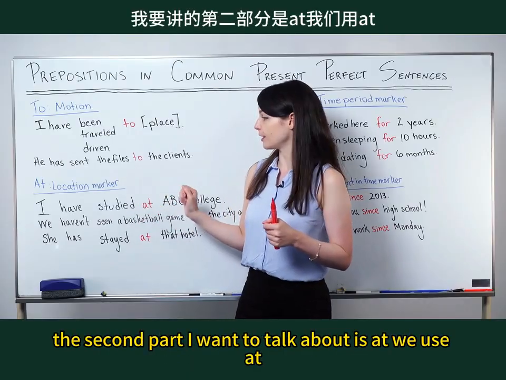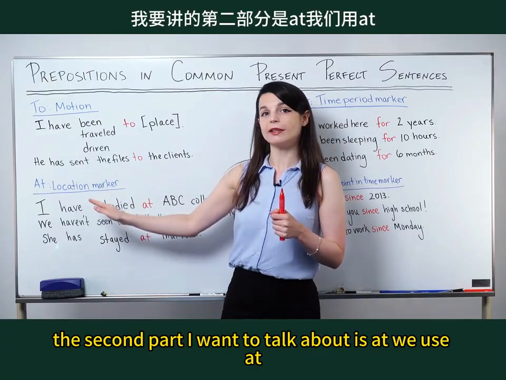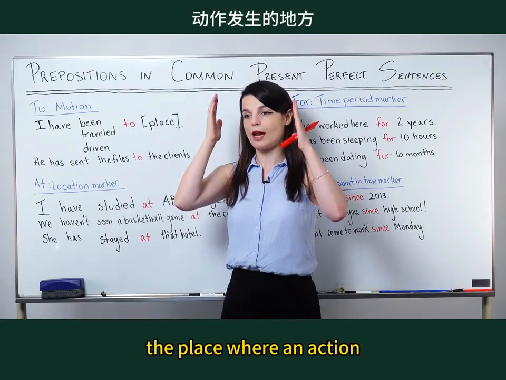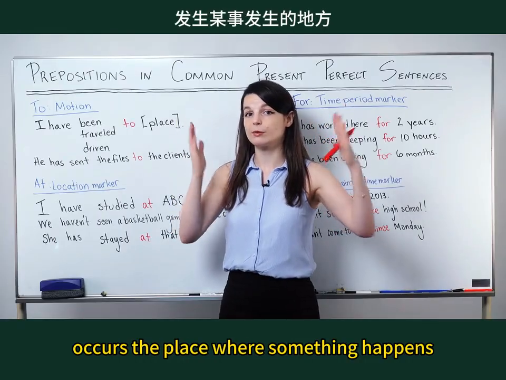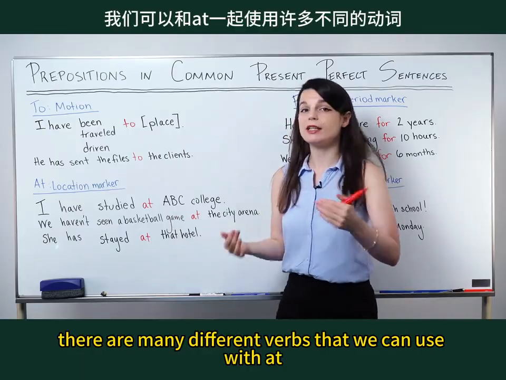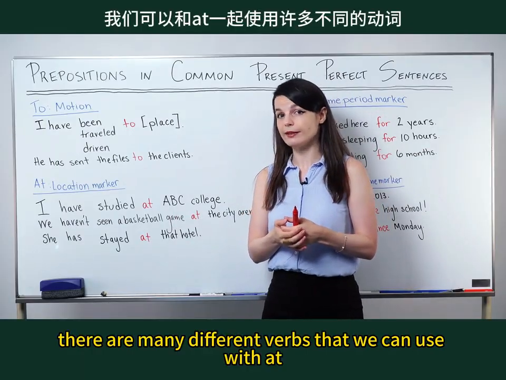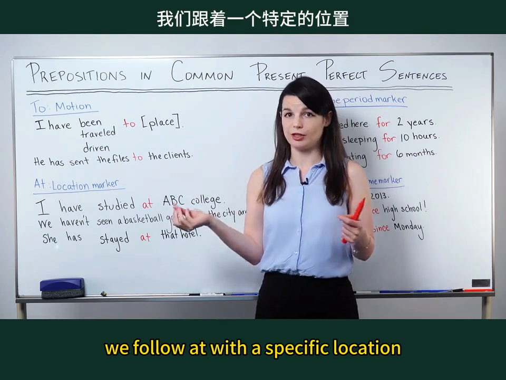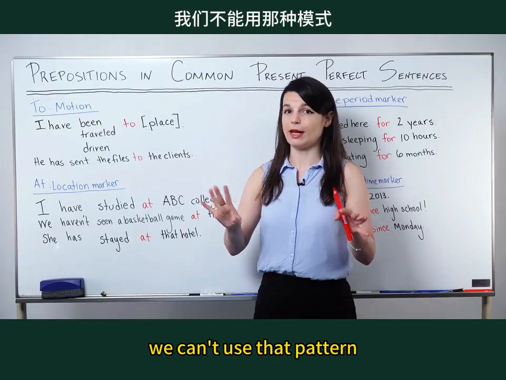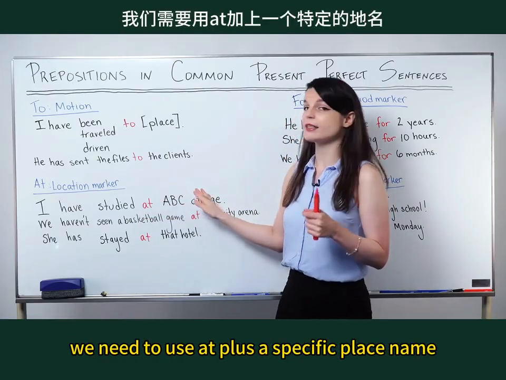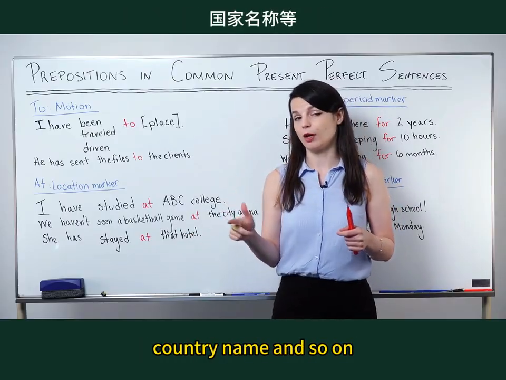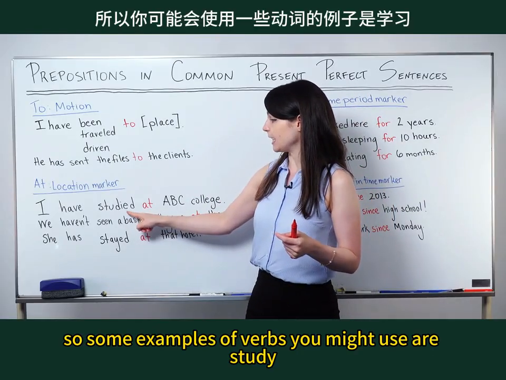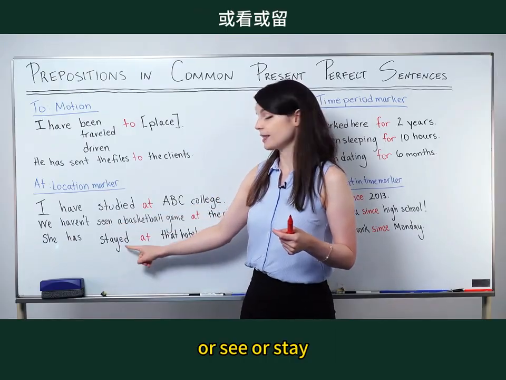The second preposition I want to talk about is at. We use at to mark the location of something, the place where an action occurs, the place where something happens. There are many different verbs that we can use with at, and similar to to, we follow at with a specific location. So again, we don't say at there. We can't use that pattern. We need to use at plus a specific place name, like a city name, country name, and so on. Some examples of verbs you might use are study or see or stay.